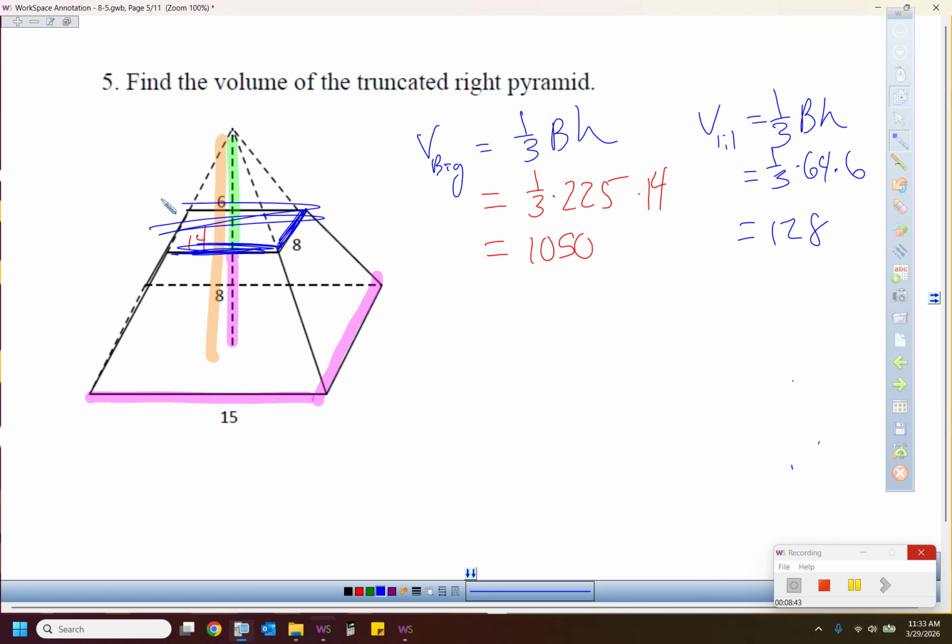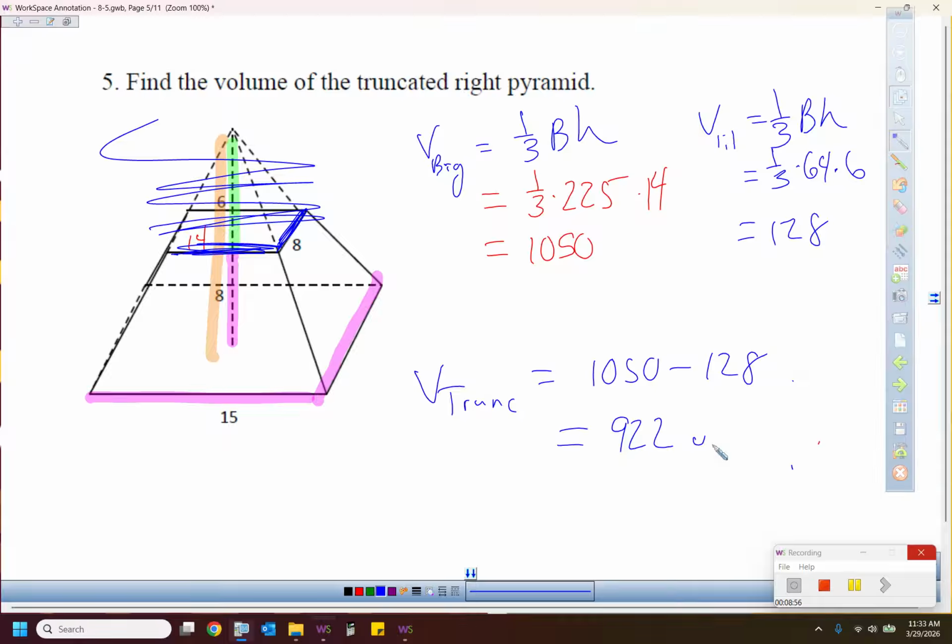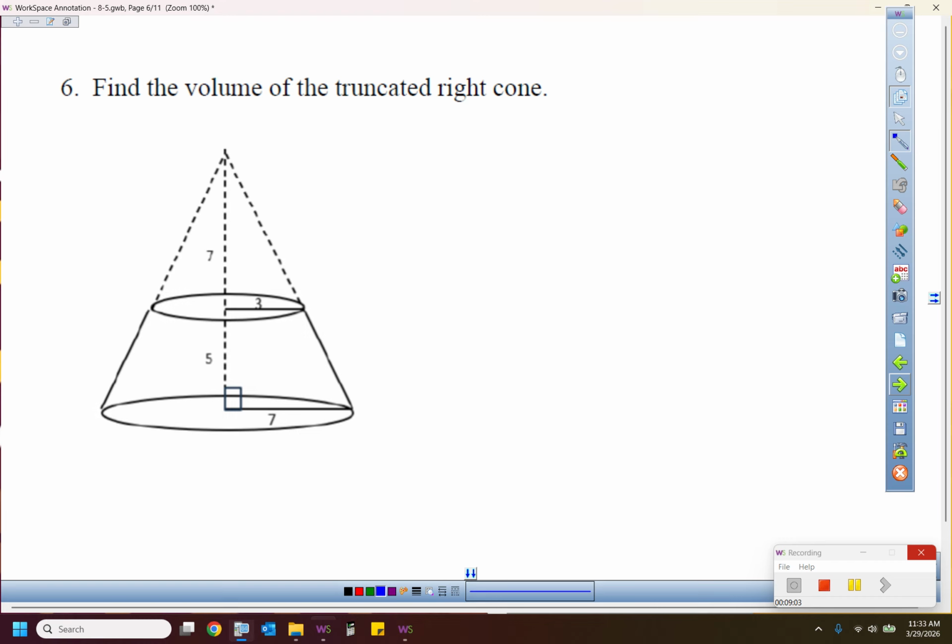We need to now cut this one off. So we'll find the volume of the truncated by taking the big minus the lil. And that turns out to be 922 units cubed when we punch that guy in. So volume of the big pyramid, volume of the little pyramid, and subtract them. We'll do the same thing here with the cones.